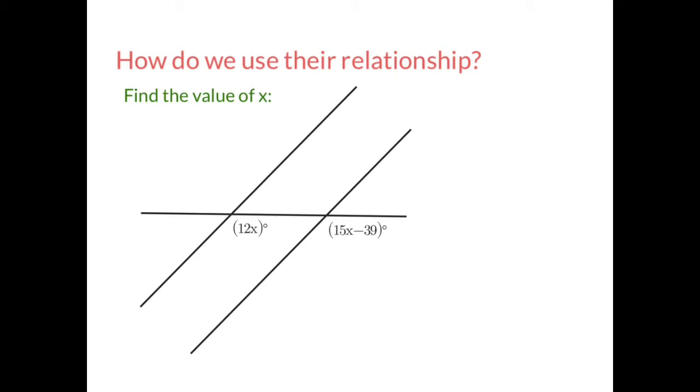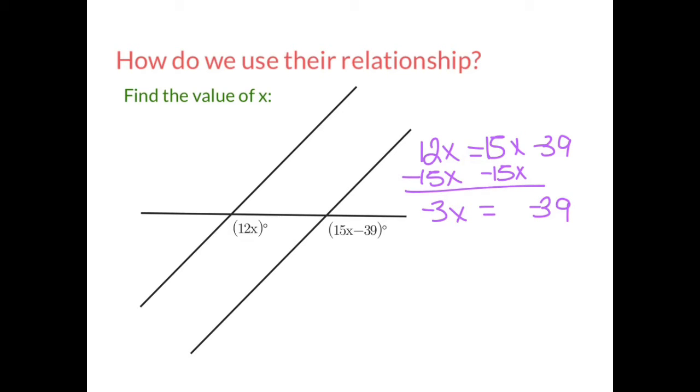Another example here, the parallel lines are going in a sloped position. We've seen this before where the transversal is then going horizontal. But the fact is that the 12x and the 15x minus 39 are in matching corresponding locations, both on the bottom right-hand side of their intersections. So they are corresponding, which means they are congruent, and I can set them equal to each other to solve. So after dividing both sides by -3, x equals 13 for this problem.